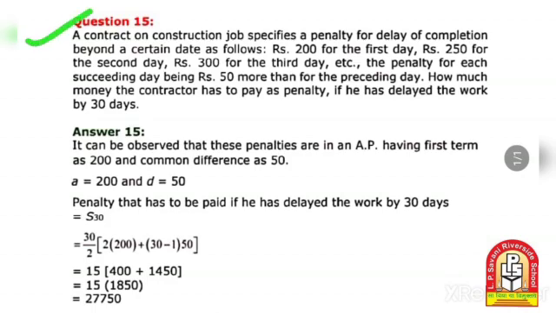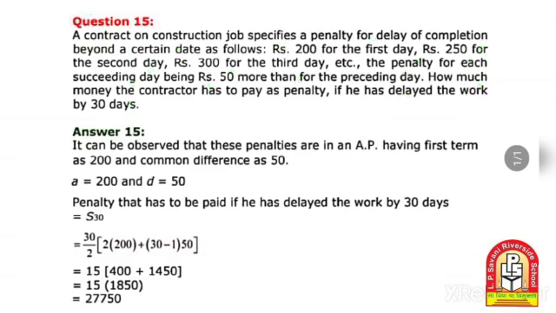In question number 15, a contract on a construction job specifies a penalty for delay of completion beyond a certain date as follows: rupees 200 for the first day, rupees 250 for the second day and rupees 300 for the third day. The penalty for each succeeding day is rupees 50 more than the preceding day. How much money the contractor has to pay as penalty if he has delayed the work by 30 days?